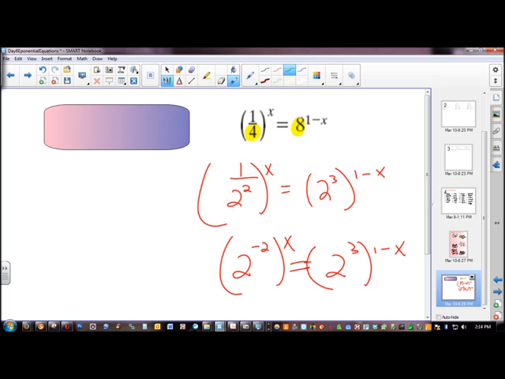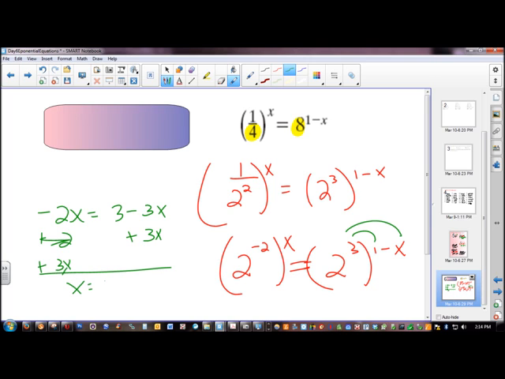My equation is going to be negative 2x is equal to, again, distributing here, 3 minus 3x. We'll solve that, add 2x, let me add 3x to both sides. And that will leave me with x is equal to 3. And again, we can store that and check it for our answer.